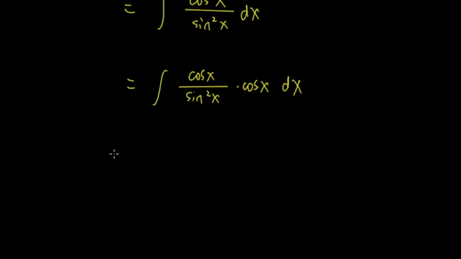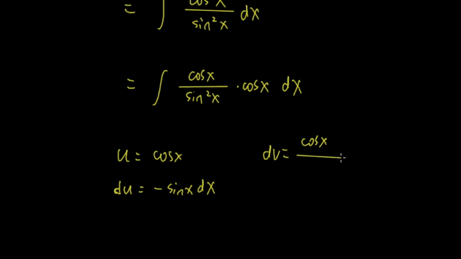Okay, so I will use the integration by parts formula. In that case, I will let u equal cosine of x, right? Then du is equal to negative sine x dx. Then of course, dv is equal to cosine x over sine square x dx. Then v is equal to, what's the antiderivative of this?